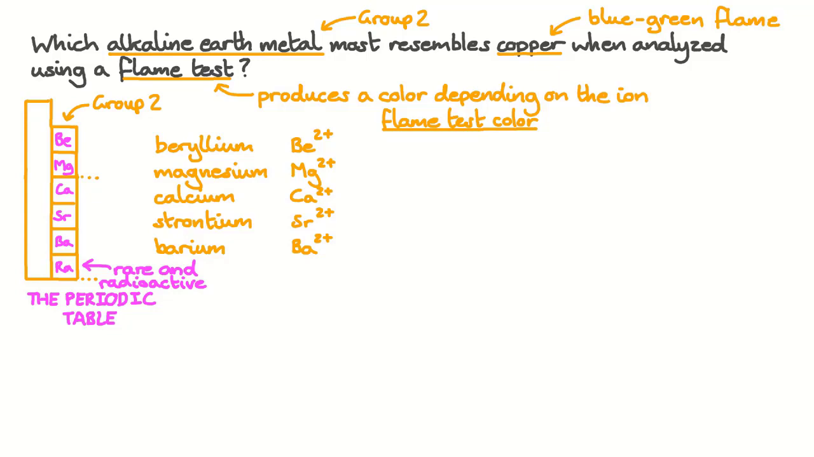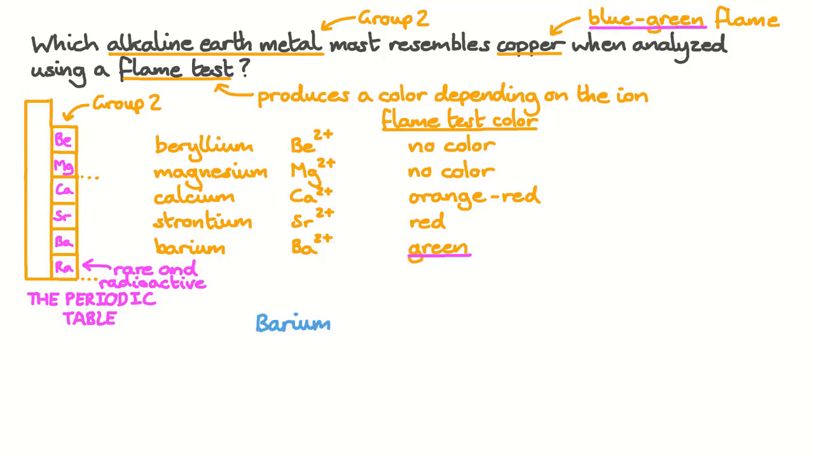Depending on the compound, copper will produce a blue-green flame. Beryllium and magnesium have no characteristic flame test colour. Calcium ions turn flames orange-red. Strontium ions turn them bright red, and the flame test colour for barium ions is green. The closest colour of these to blue-green is the green of barium. So the alkaline earth metal whose flame test colour most resembles that of copper is barium.